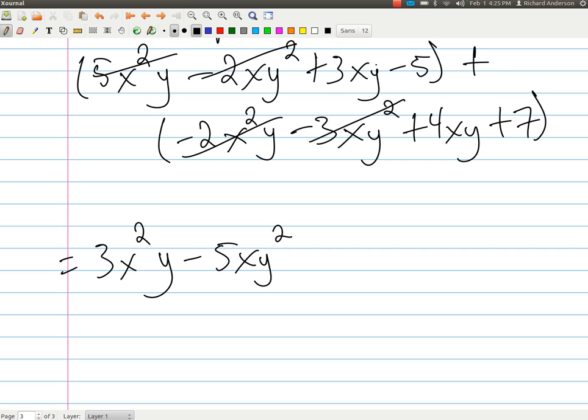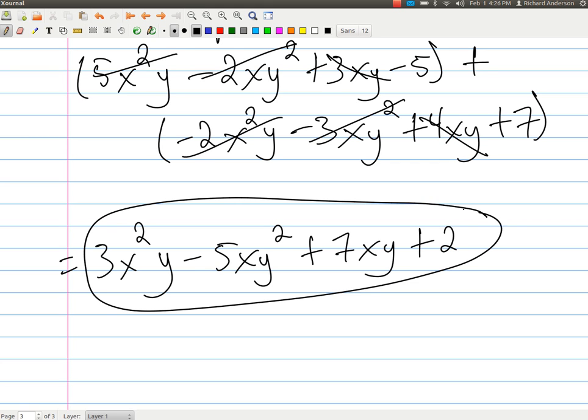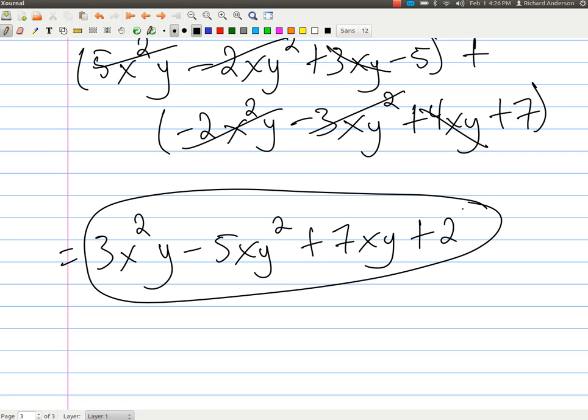Alright, lastly we've got 3xy, and the only remaining term we can combine that with is this 4xy right here. So 3 plus 4 is going to give me positive 7xy. And lastly, negative 5 plus positive 7. Negative 5 plus 7 is positive 2, and I'm done. So that finishes off that problem right there.